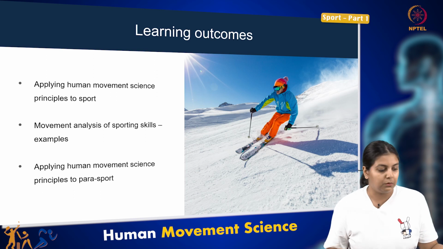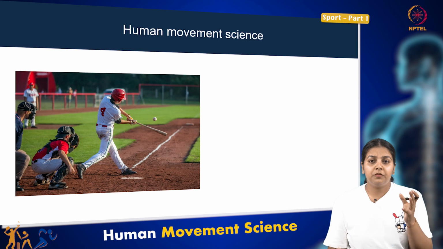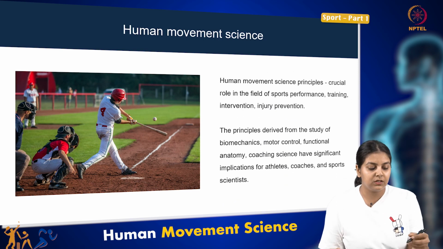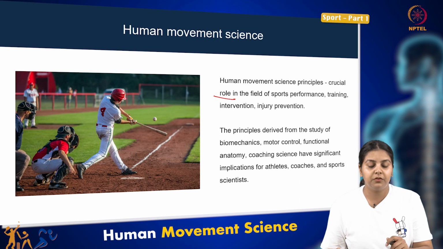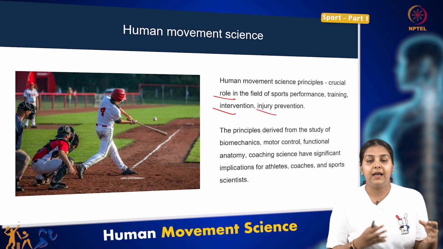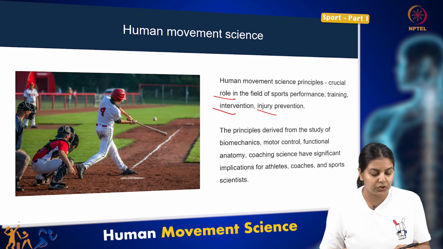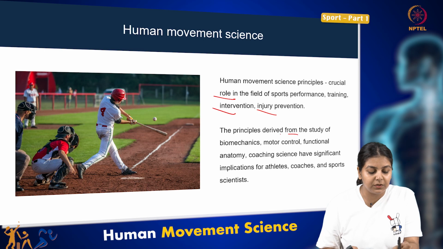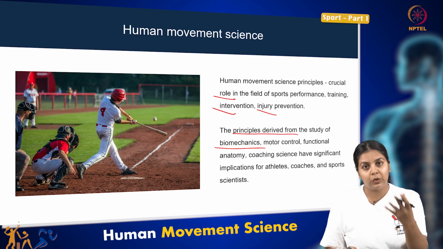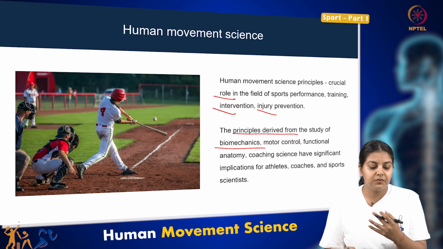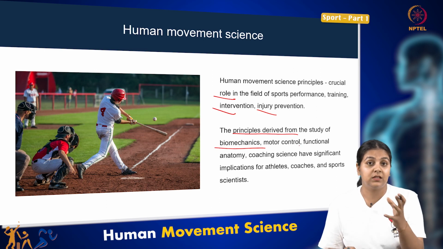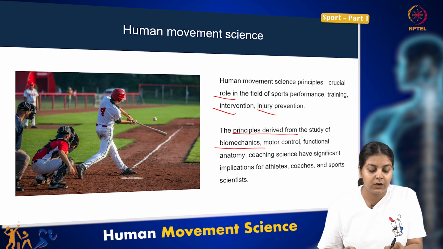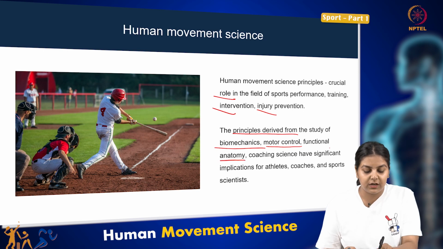So let's look at some of the sporting considerations. In the field of human movement science, the principles are quite crucial. They play a crucial role in the field of sport performance, training intervention, specifically when you're designing training protocols, and injury prevention as well, right? So it's as important for performance as it is for injury. And these principles, which we'll be looking at in the next few slides as well, come from the study of biomechanics, that is kinematics and kinetics that you learned in the previous modules, and motor control that you learned in Module 2. And you've also looked at functional anatomy, right?